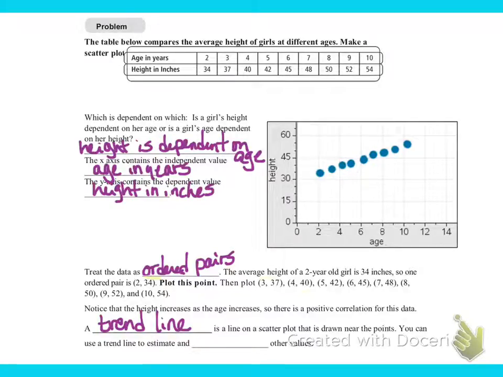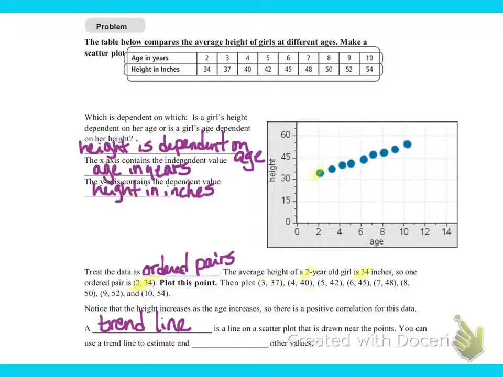So what we're going to do is graph this data. So I've already graphed it here in the table, here in the coordinate plane. And so I treated the data as ordered pairs. Again, ordered pairs are points. So the average height of a 2-year-old girl is 34 inches from our table. So one ordered pair is (2, 34). And I plotted this point right here.